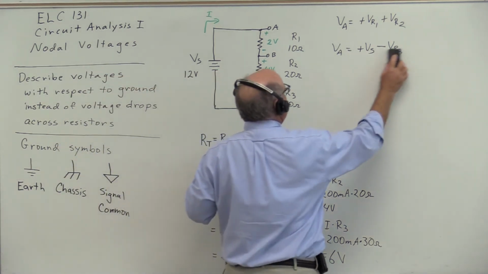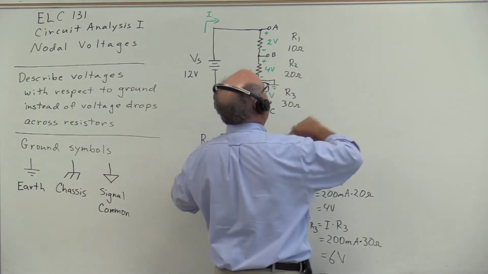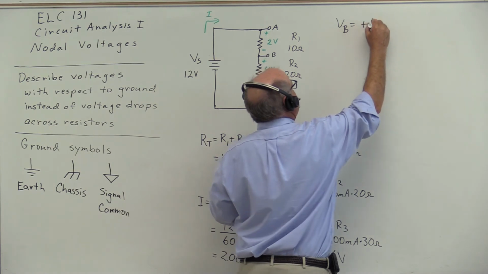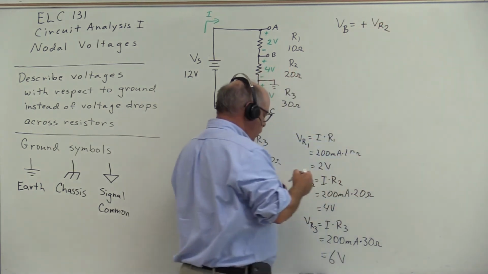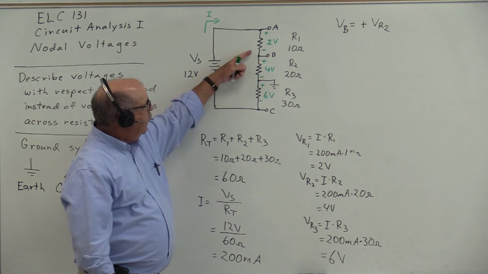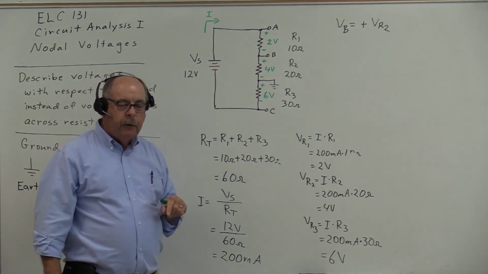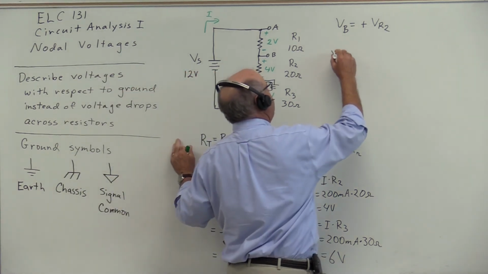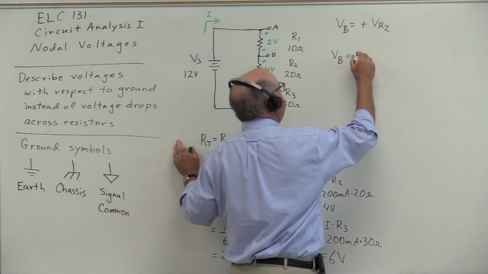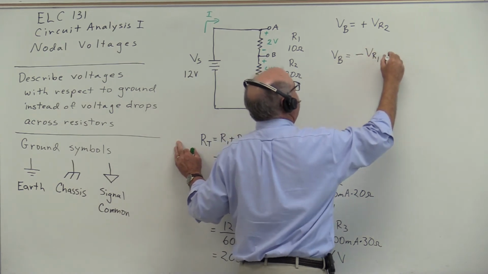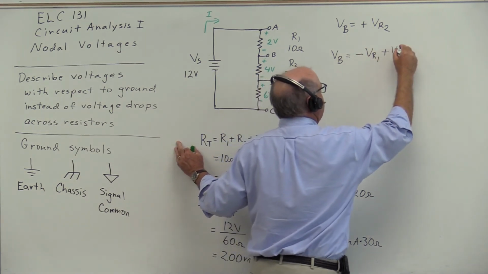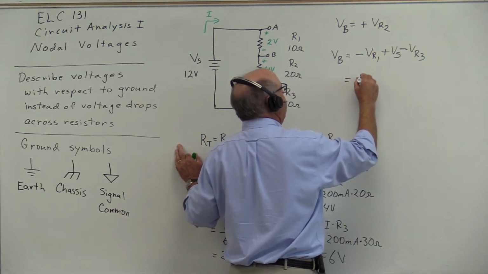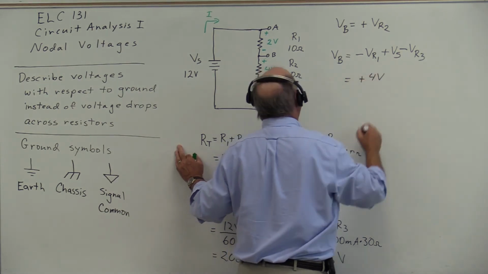Now, the voltage at node B with respect to ground is plus VR2, because from B to ground, I merely have this positive to negative drop across R2. Now I can go the other direction and say that the voltage at node B equals negative VR1 plus Vs minus VR3. Either way, I end up with positive 4 volts.